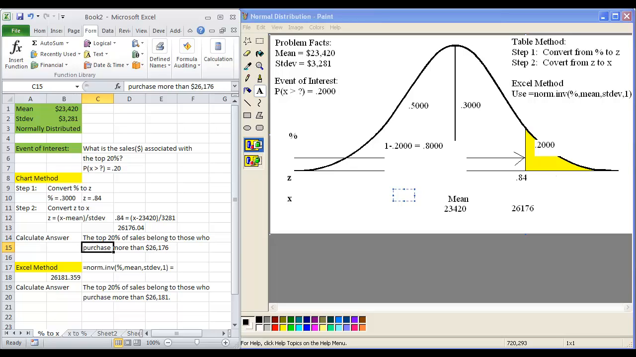There's going to be two more videos. One going from percentage to z-score and another one going from z to percentage. So the last two videos covered the percentage to x's and x's to percentages. So we're just going to be looking at some different ones in the next two videos.